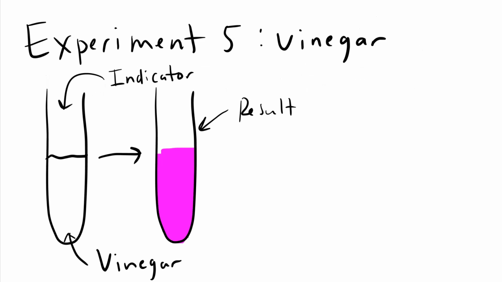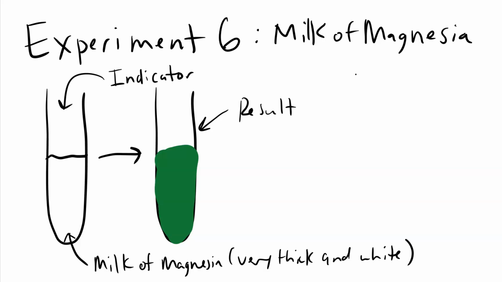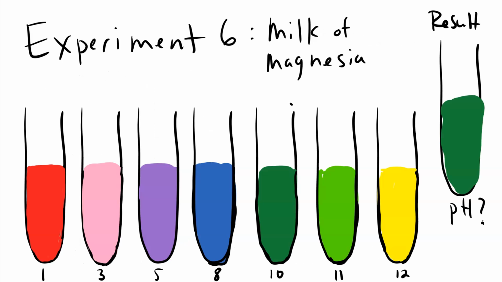Experiment 5 is vinegar. You perform your experiment, and that's the color you get. Here is your color scale for comparison. Milk of magnesia we talked about when watching the video on the pH scale. Milk of magnesia is often taken to combat heartburn. So you do the experiment, milk of magnesia comes out to be that color. Where does it fall on your scale?